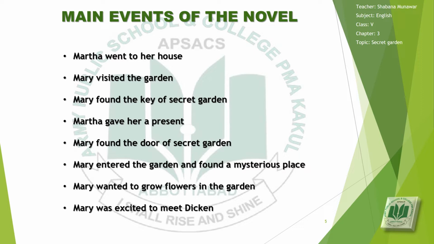Suddenly, the wind blew, and some leaves and branches moved here and there. And there she saw the door of the secret garden. She opened the door and entered the garden. It was such a mysterious place. Next day she said to Martha that she wanted to grow flowers in the garden, and for this she needed some garden tools. Martha told her that her brother would bring these things. When she heard that, she was happy because she wanted to meet Dickon.